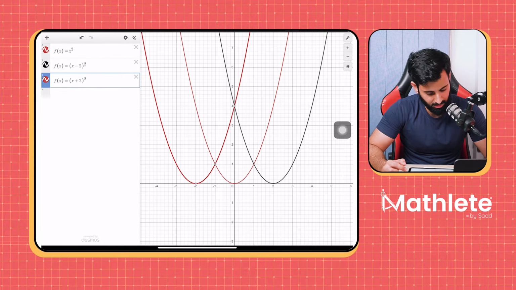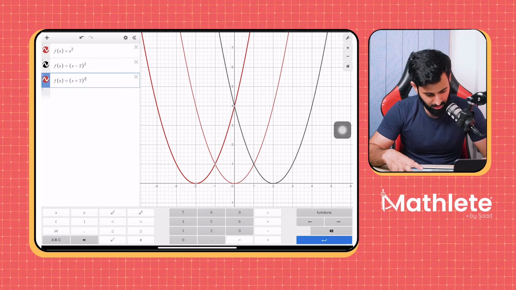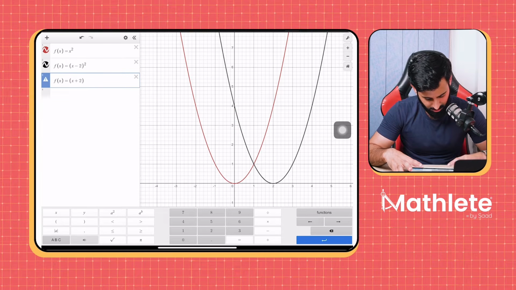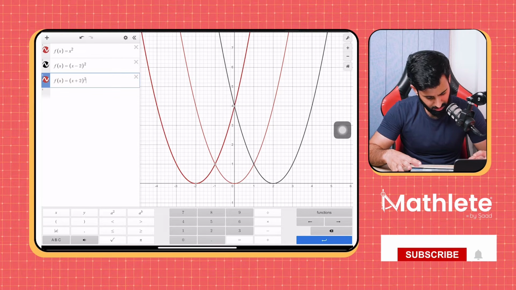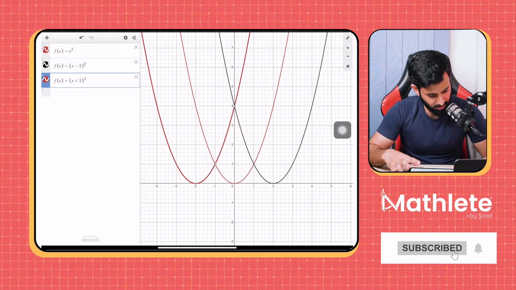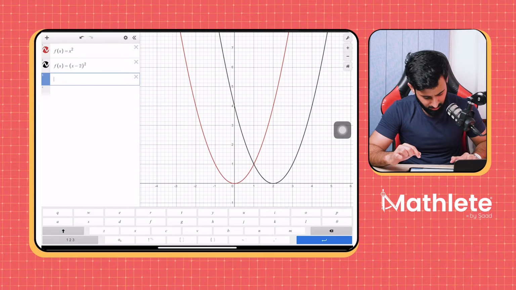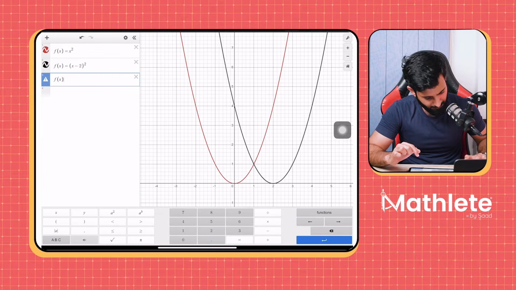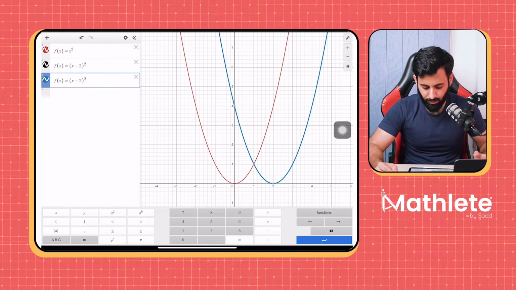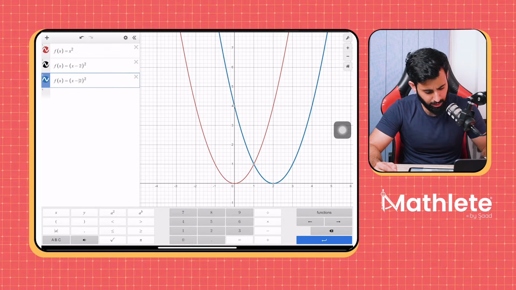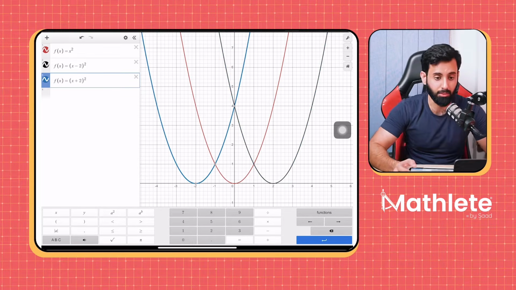Okay, let me change the color of this. Let me see if I can do that. Just a second. Okay, great. It's a different color now. Yeah. Sorry, x plus 2. Yeah, here we go.